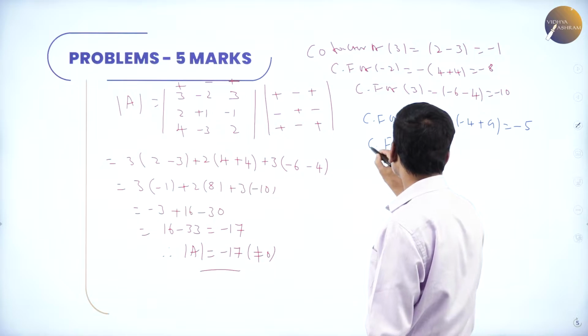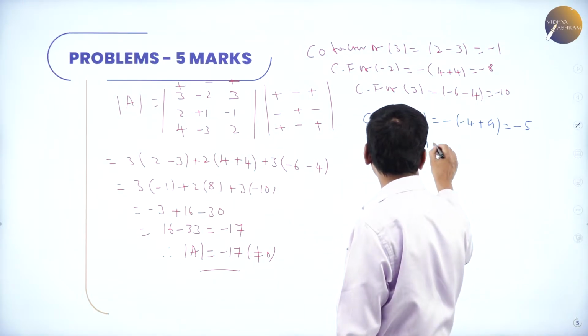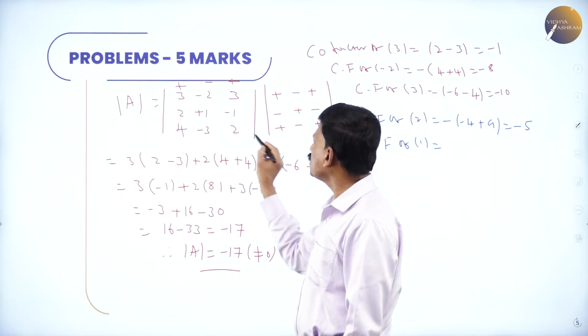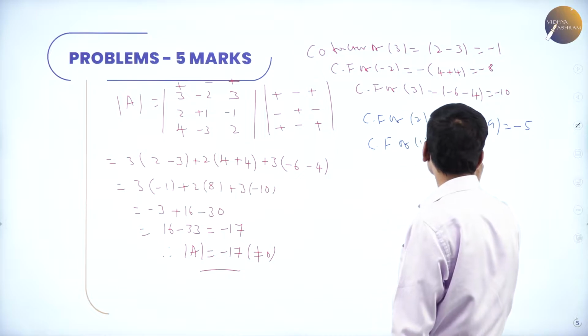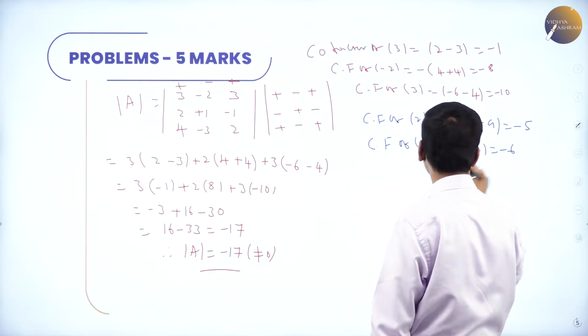Again, cofactor of next element plus 1. Cofactor of 1, the sign is positive. This row and column is deleted. 3 2s are 6, minus 6 minus 4 3s are 12. This is equal to minus 6.